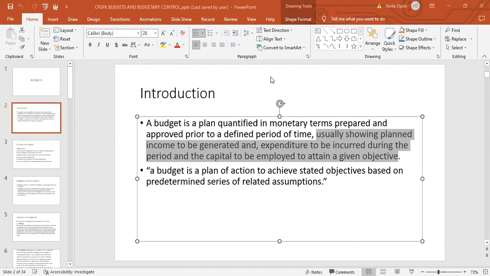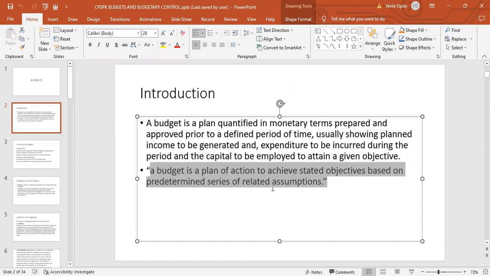We can also say that a budget is essentially a plan of action to achieve stated objectives based on a predetermined series of related assumptions, what you're planning to achieve in the future. The business is planning to produce a certain number of units. The business is planning to sell a certain number of units. The business is planning to have a certain level of sales revenue. Given that, we now have to know how to prepare budgets.